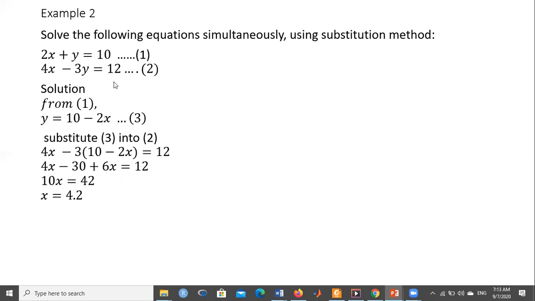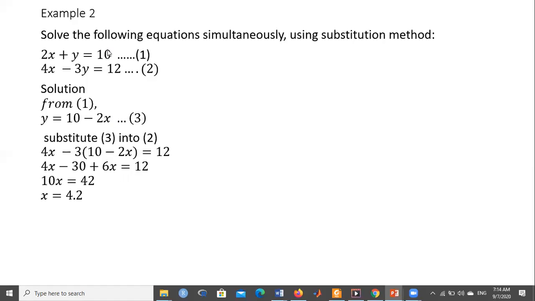So solving example 2 as we did, using the elimination method. We are taking equation 1, where y has a coefficient of 1, so I can make y the subject of equation 1. From equation 1, making y the subject, we get y equal to 10 minus 2x. I will name that equation 3. So y equals 10 minus 2x.